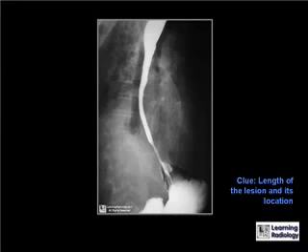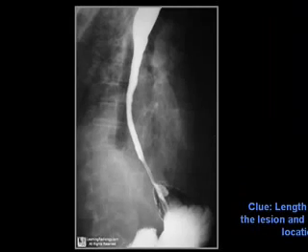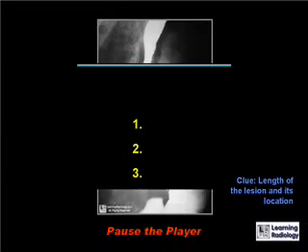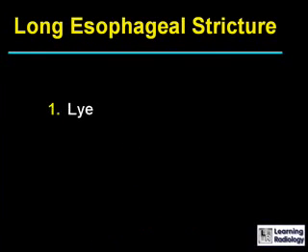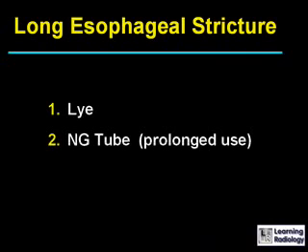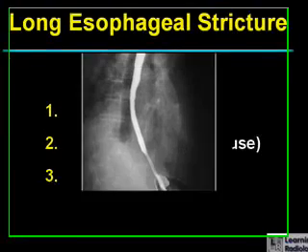Is the next differential diagnosis. The differential is of a long esophageal stricture. There are 3 causes. The 3 causes of a long esophageal stricture are lye, a nasogastric tube which has been left in place for prolonged use, or radiation.